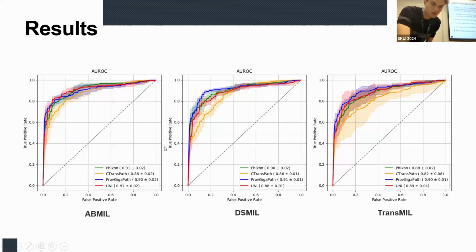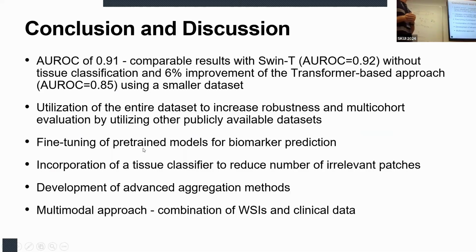Now, in conclusion, we had pretty good results, a notable achievement when comparing to the previously mentioned studies. If we compare results, the results are comparable with the paper that used the Swin model, even though we did not use any tissue classification model to further focus only on specific patches. And we also gained a 6% improvement from the transformer-based approach, even though we used a smaller data set.